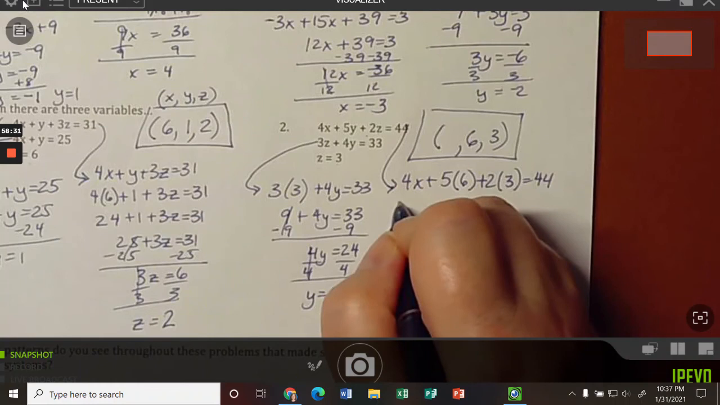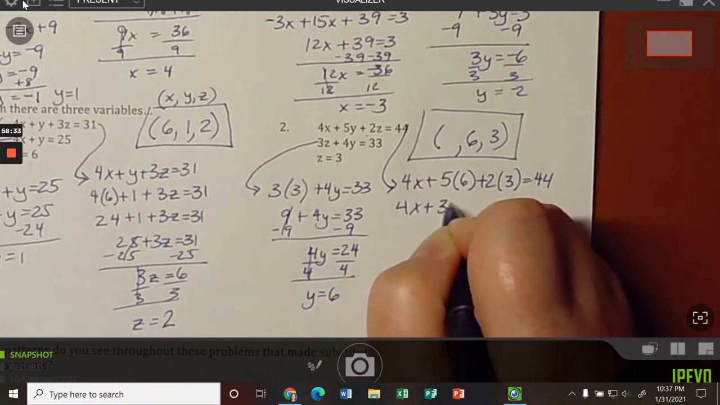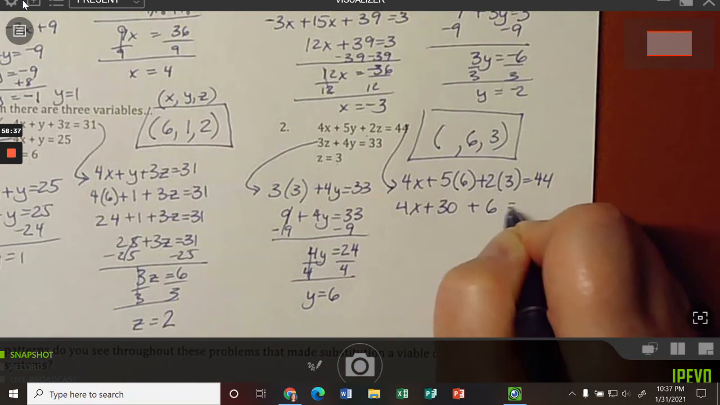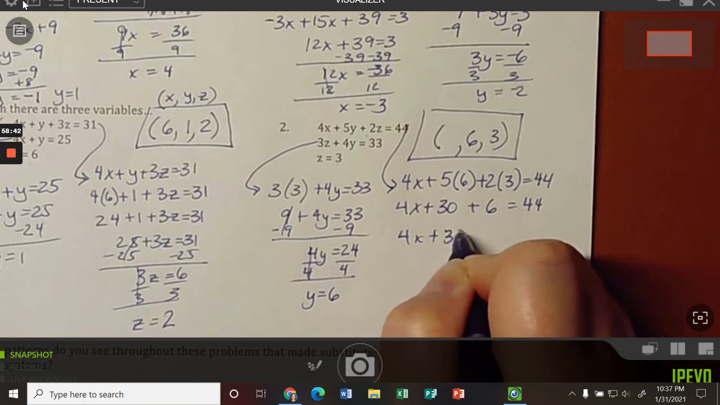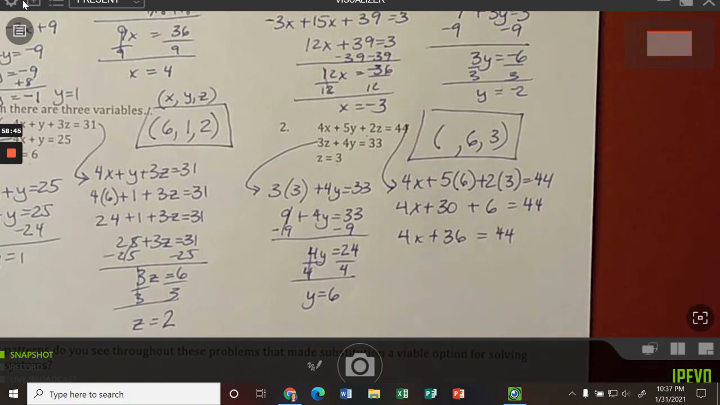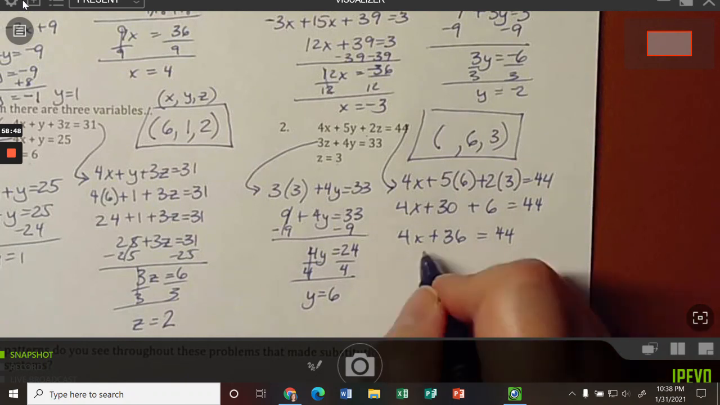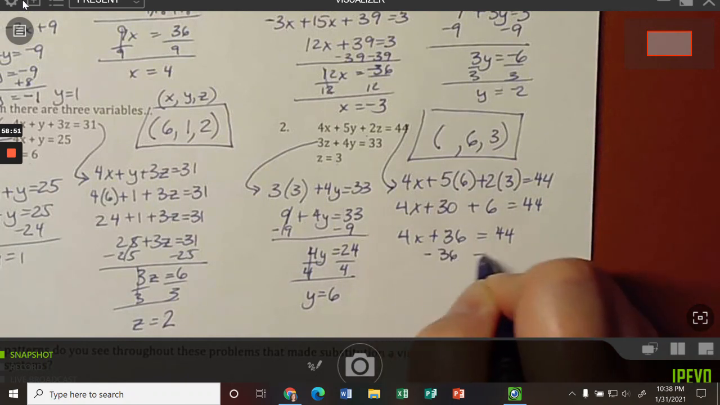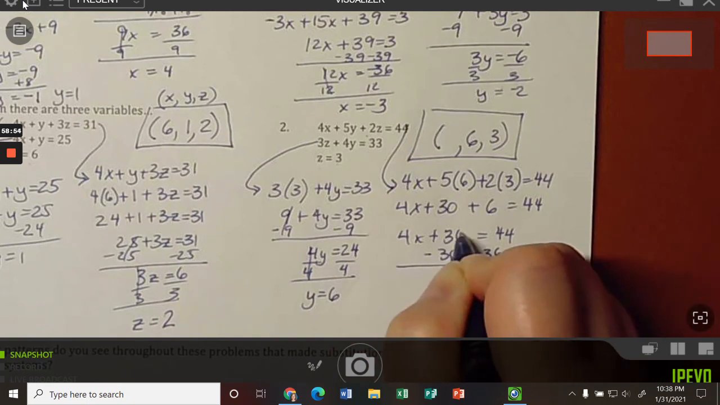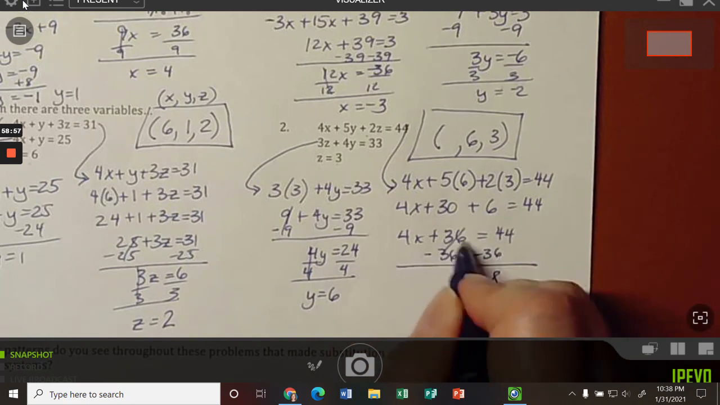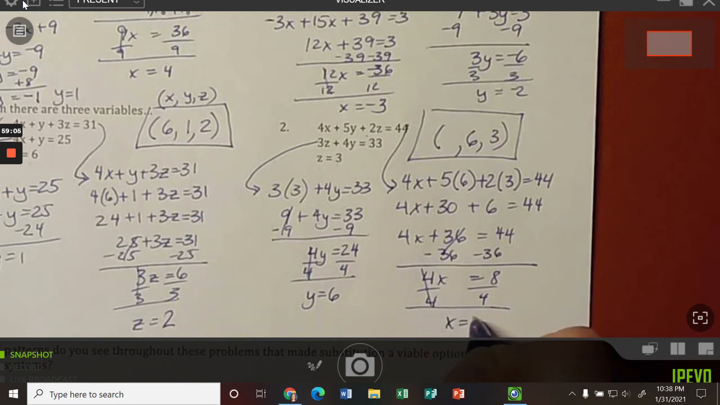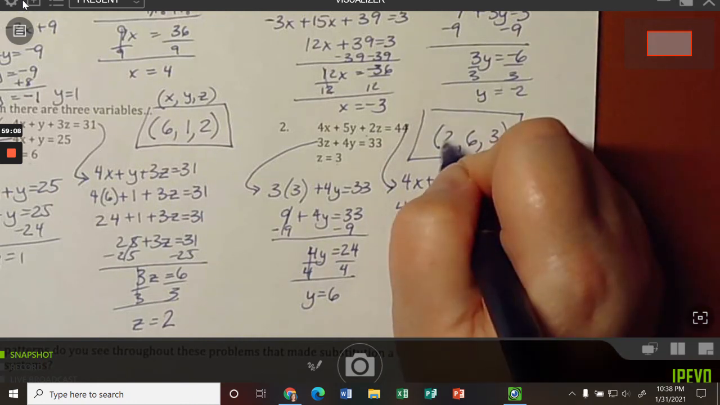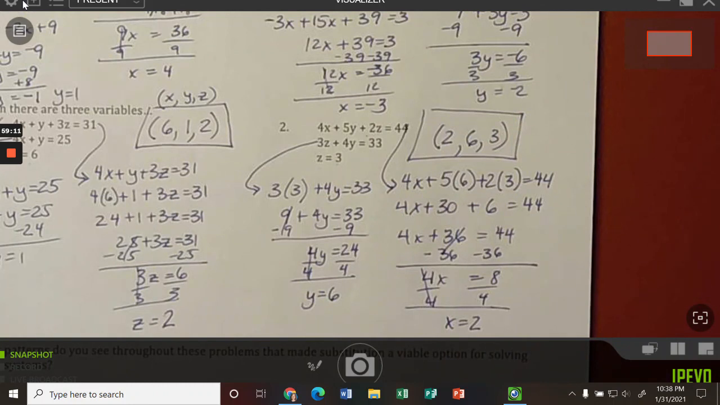Bring down the 4x. 5 times 6 is 30. 2 times 3 is 6. So now I have 4x. 30 plus 6 is 36. 4x plus 36 equals 44. Subtract 36 from each side. Then 36 minus 36 is 0, so bring down the 4x. Divide each side by 4 to get x equals 2. So we get 2, 6, 3 for our ordered triple.